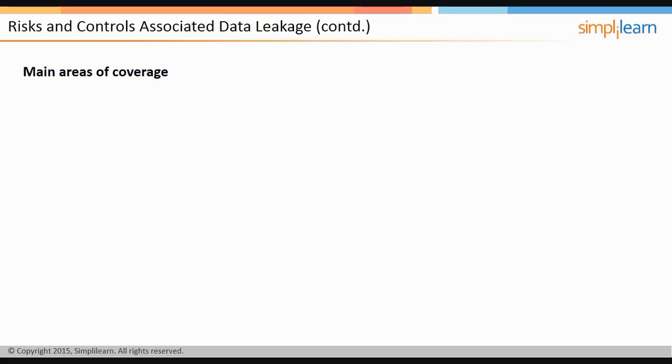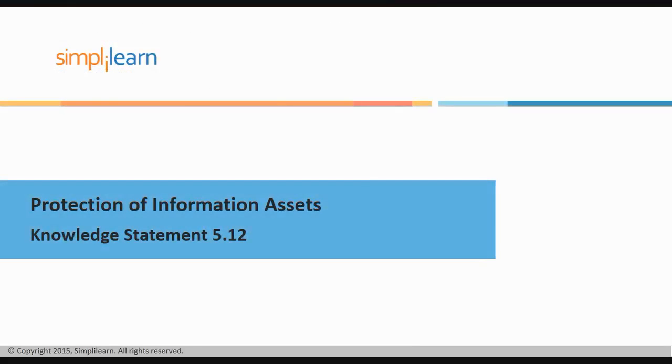Main areas to be covered here are computer crime issues and exposures. Let us proceed to the next topic in this domain. In this topic, we will learn about the concepts in Knowledge Statement 5.12. Let us discuss network infrastructure security, encryption, in the next few screens.